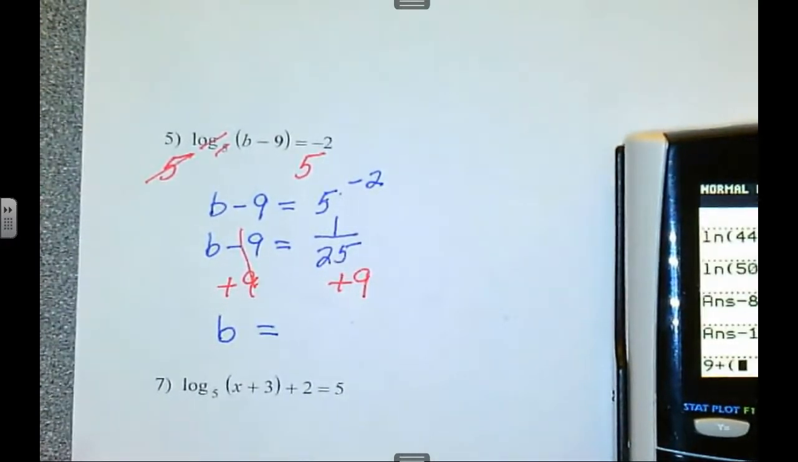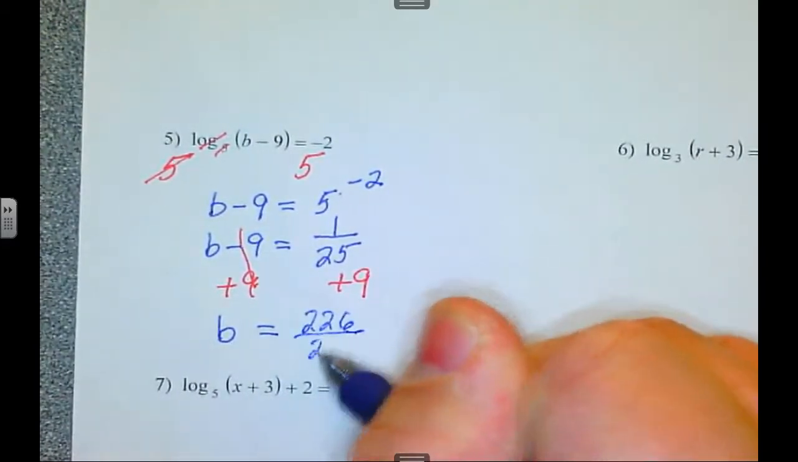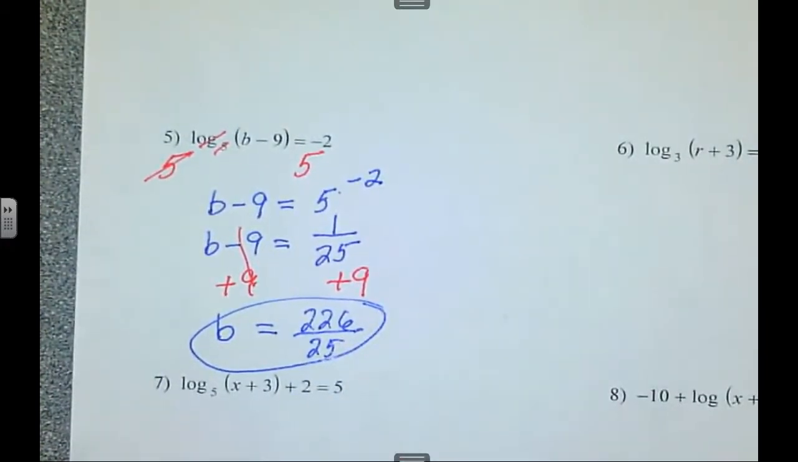9 plus 1 divided by 25. Enter. 226 over 25. So we're kind of using all these properties, so we have like 5 properties. We got the change of base formula. We got exponentiate. So we got a lot of things going on with logarithms, right?